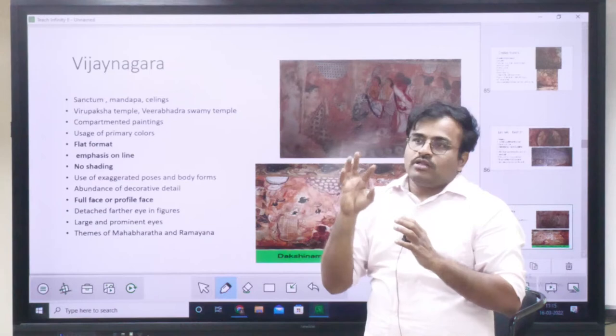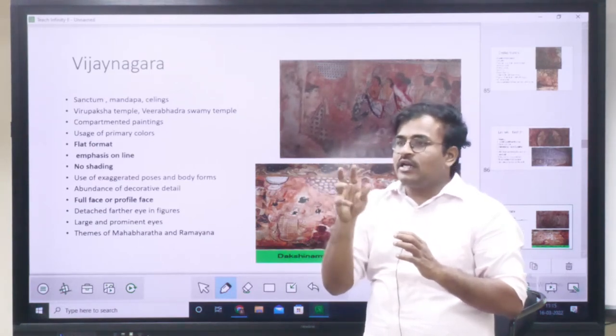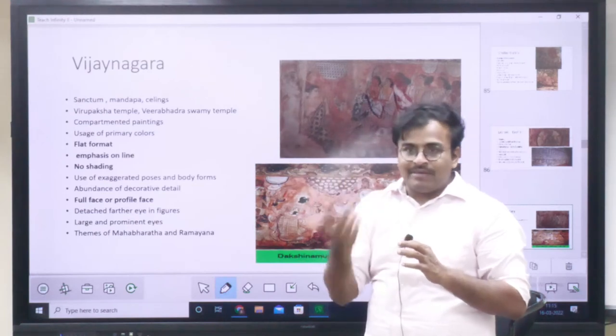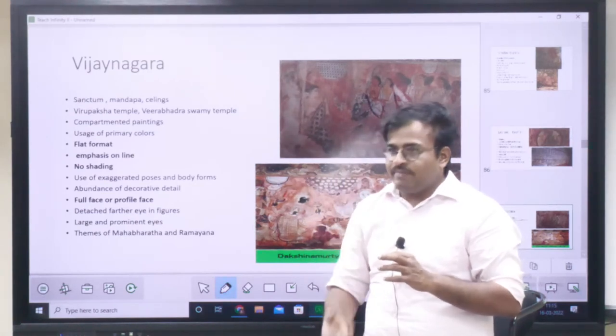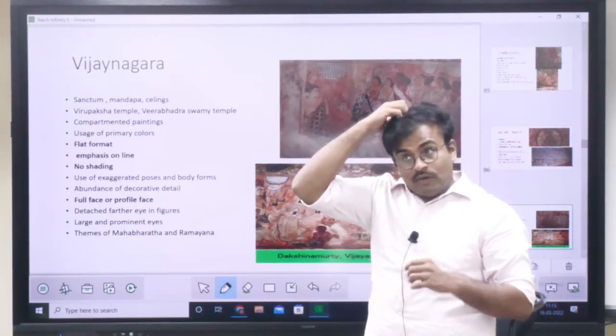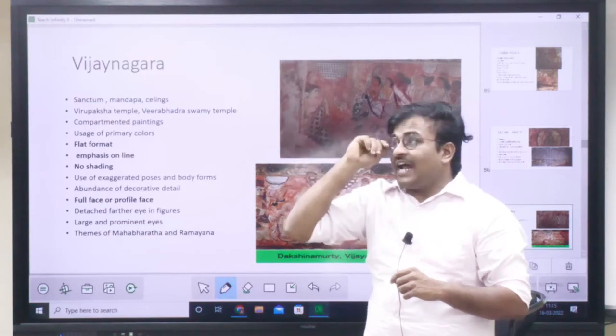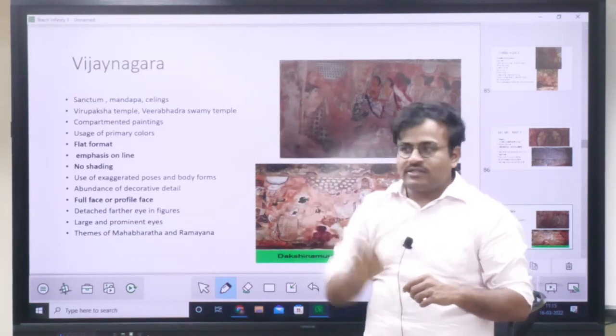And here, the main themes which the Vijayanagara rulers picked are the themes from the Indian mythological stories of Ramayana and Mahabharata along with Puranas. Whatever is present there, they replicated these same things as part of their painting tradition. Are you getting this? So this is one more thing. And here, we see flat application of color. The flat application of color means two-dimensional color paintings.